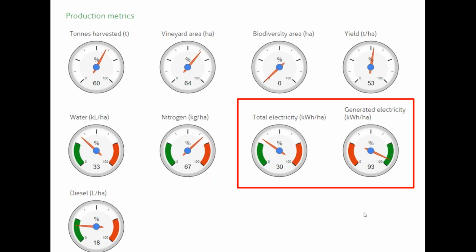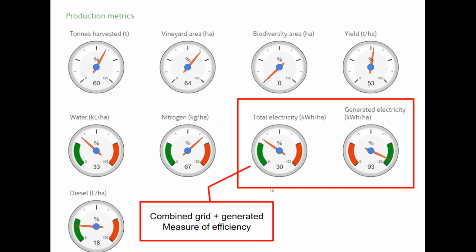Now, if we look at electricity, remembering what I told you before about the installation of the solar panels in the vineyard, the total electricity, the best way to interpret this is, remembering it's combined grid and generated electricity, this one here is actually a measure of efficiency. So it's using the total amount of electricity that you've got and how efficiently you've used it per hectare. The reason this is important is because we've assumed that all of the electricity that you've generated, you've also used. Now, if you're generating electricity and exporting to the grid, you need to let us know about that.